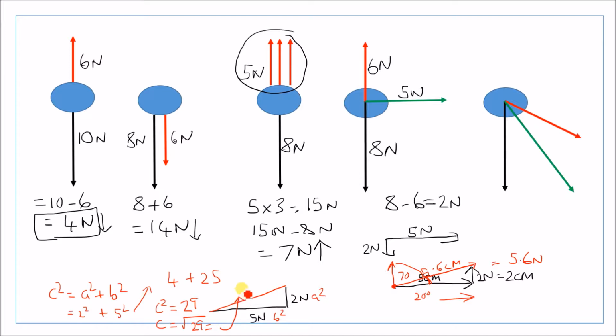And that would give me an exact number. Just like measuring this line would give me an exact number, I could do both. I could do a scale diagram, or I could use Pythagoras to calculate this resultant force. Okay?